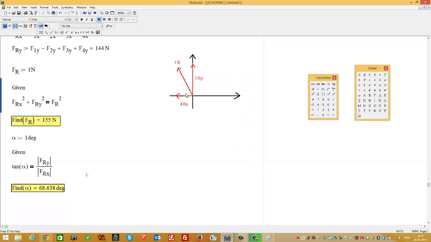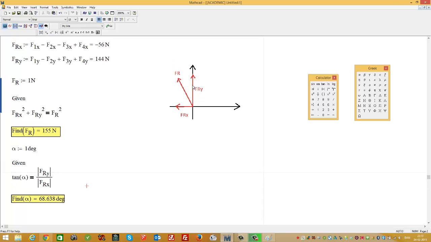Yeah, so this angle is 68 degrees, and that seems likely. It also seems likely that this is 155 Newton if you compare with fry and frx. Yeah. And of course this angle is in the second quadrant, so I could make a note of this in the second quadrant.